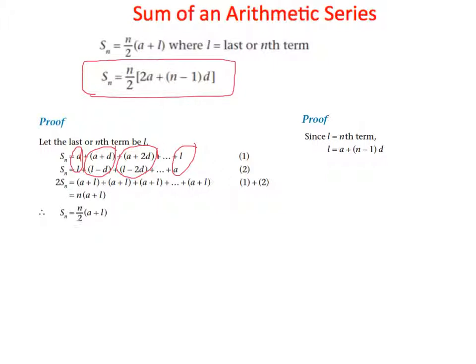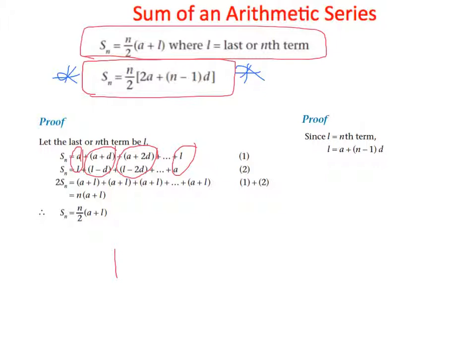And then we can just divide both sides by 2. And we get the sum of n terms is n on 2 times a plus L. Oh, sorry, actually that was the formula for this first formula here. The sum of n terms is n on 2 lots of a plus L, where L is the last term. Okay, so then we'll go through the proof for this second formula.